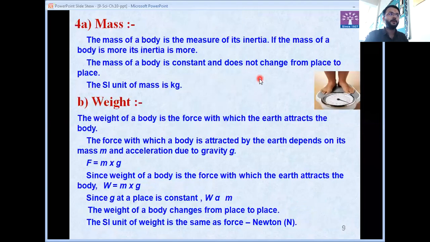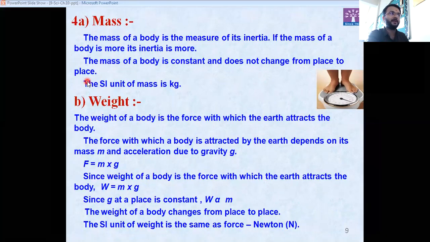So now we will proceed with slide number 9, and on slide number 9 you can see mass and weight. Many a times we get confused whether there is any difference between mass and weight. So yes, over here you will come to know about that difference.